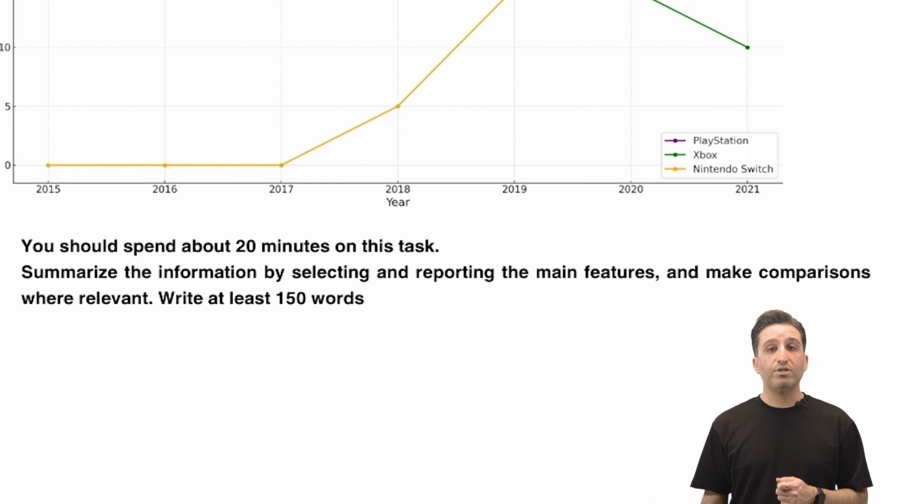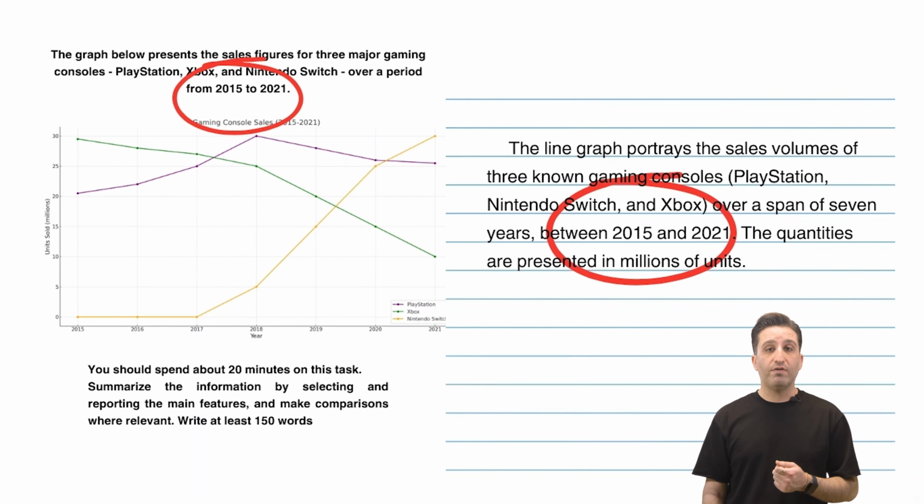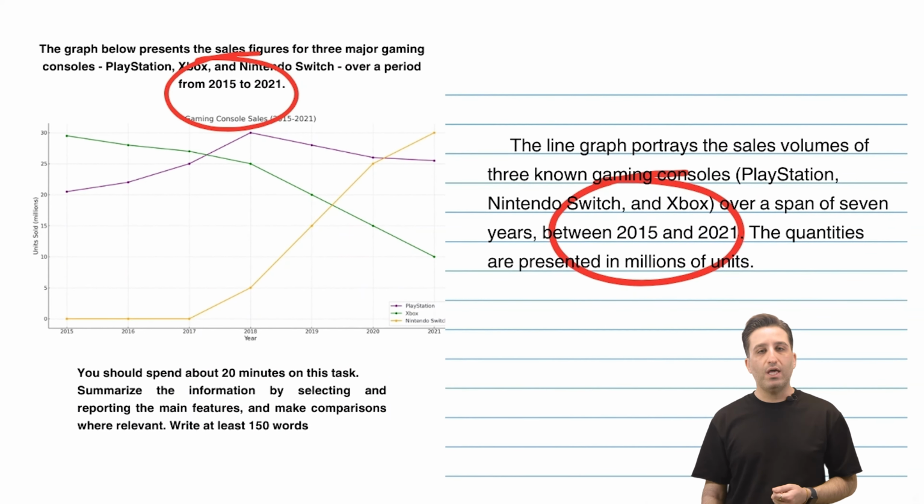Here, we are being a bit more accurate by saying a line graph instead of a graph. We change presents with portrays, figures with volumes, major with known, and period with a span, only to demonstrate our broad range of vocabulary. This can considerably enhance your IELTS band score. We rephrase the years in the description to state the facts in another way, just to showcase our language skills.